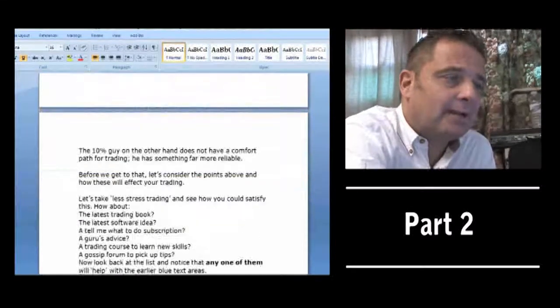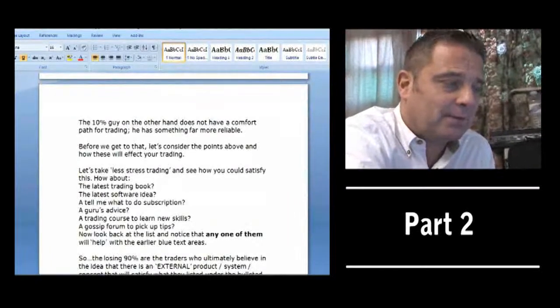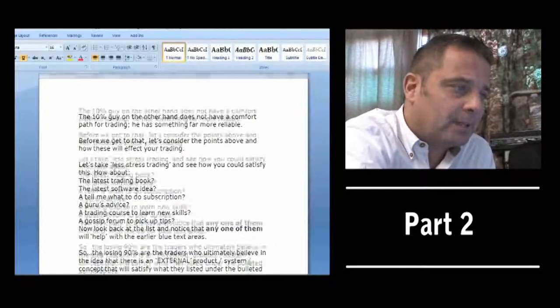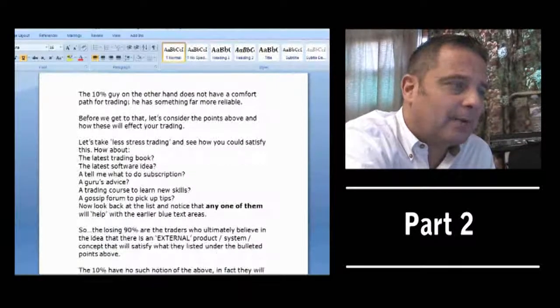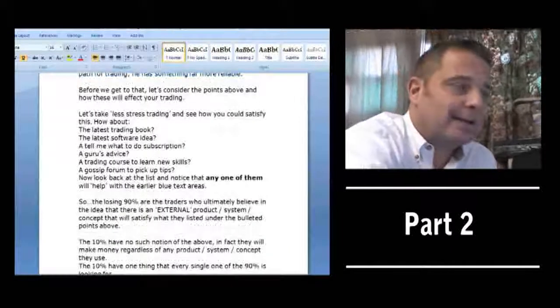The 10% guy, on the other hand, does not have a comfort path for trading. He or she, and I keep saying that because obviously it's in the he here, but he or she has something far more reliable. Before we get to that, let's consider the points above and how these will affect your trading. Let's take less stress trading and see how you could satisfy this.